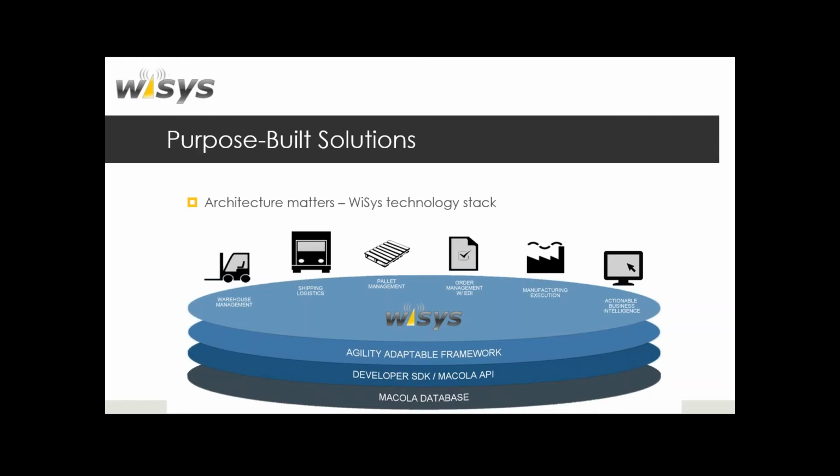And so we've been working on this .NET library for a very long time, and it's gone through many iterations as we've evolved the product from .NET 2 to .NET 4, and it's the foundation. So on top of that, we have the Agility Adaptable Framework.